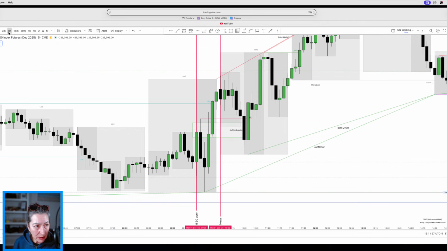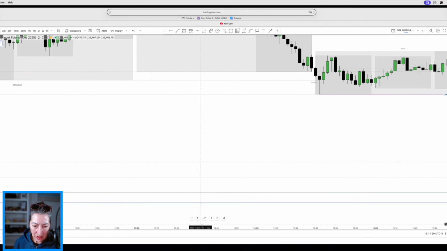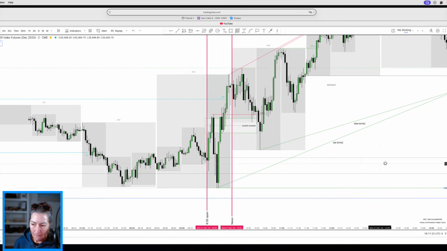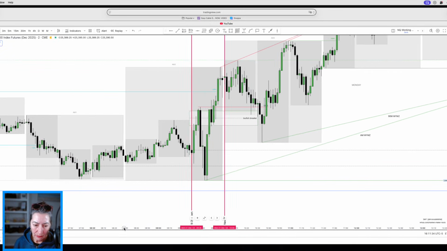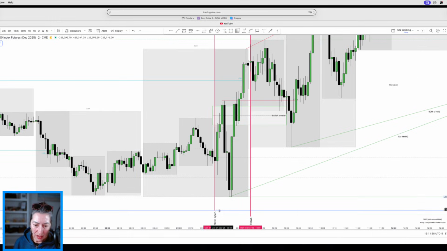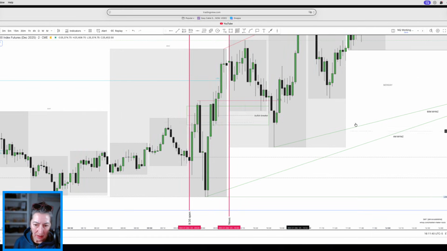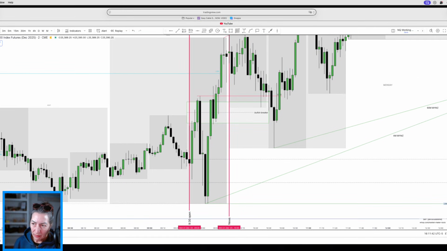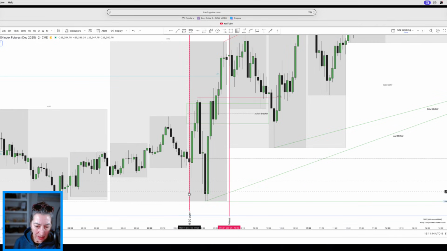Now, let me go down to the smaller time frame. Let's go down to the 2-minute. And in a few minutes, I'll show you why I was bullish today, or that was my framework anyway. I'm never married to my framework, but anyway. So here is the 9:30 open. And so price leading up to 9:30 came down and then moved up.